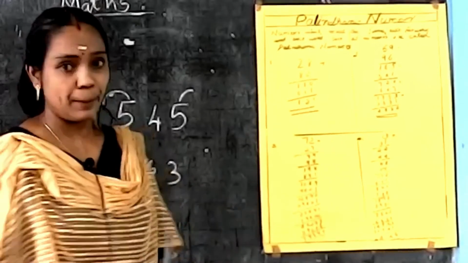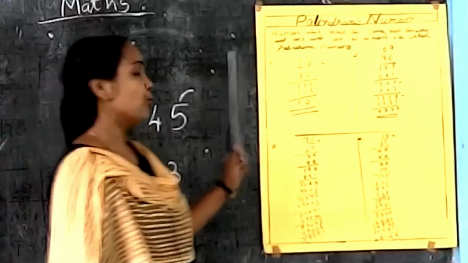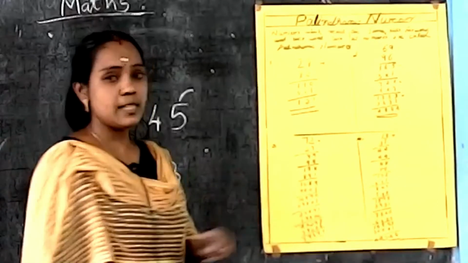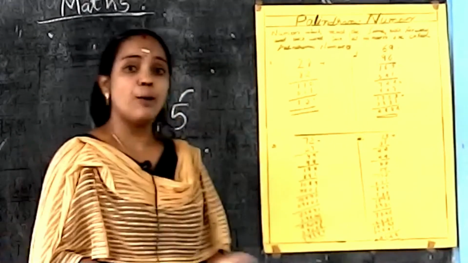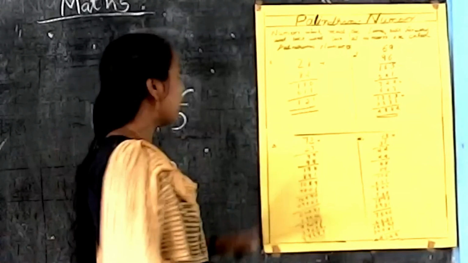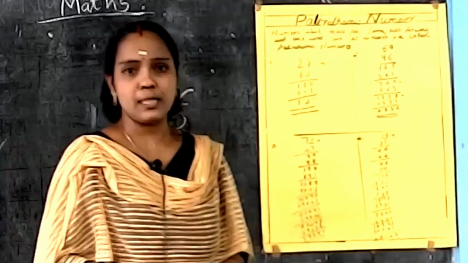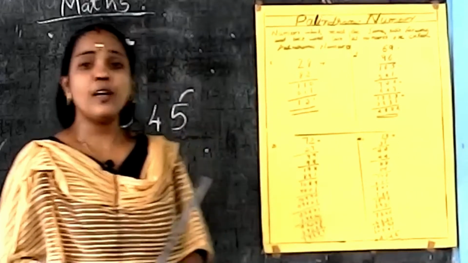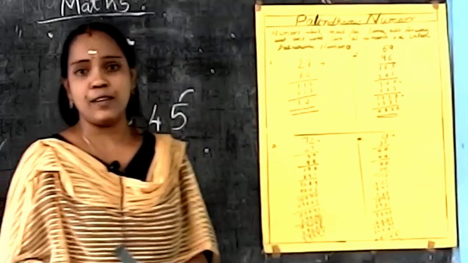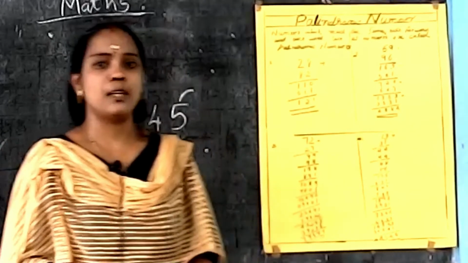In our textbook, how is that? Okay. Read it well. I will send that page. The number which reads the same both forward and backward, such numbers are called palindromic numbers. Some examples are given. You want to find other numbers.